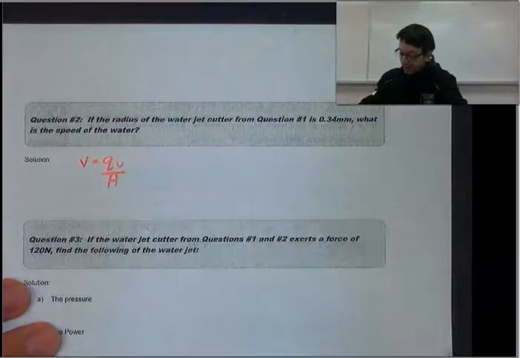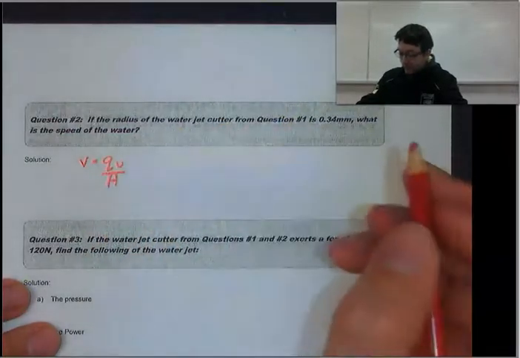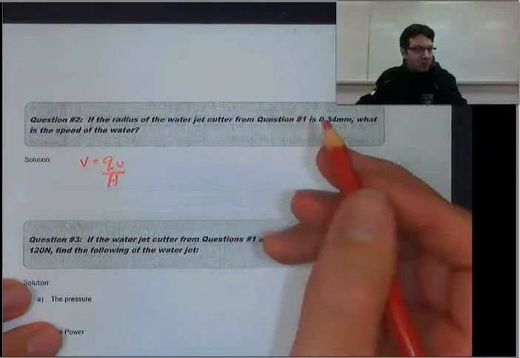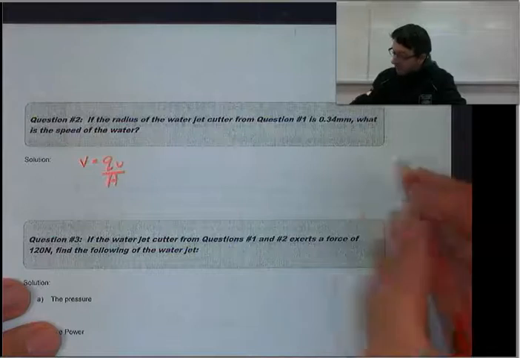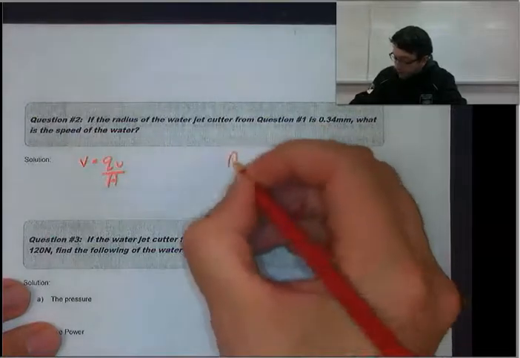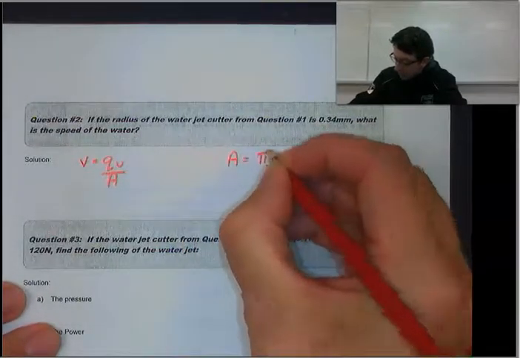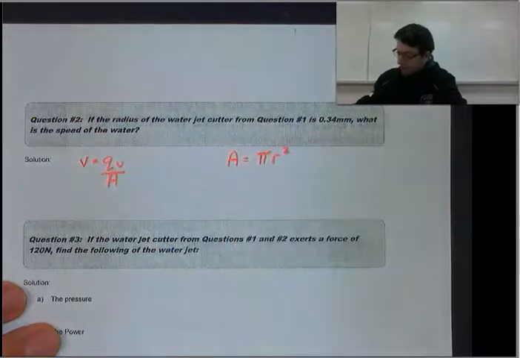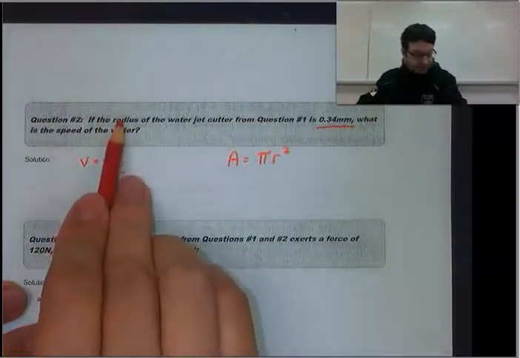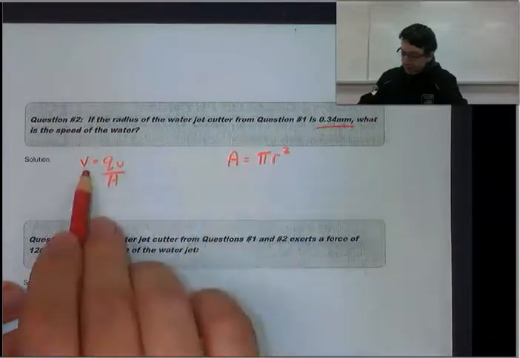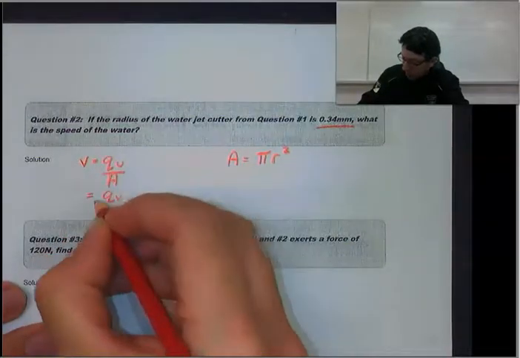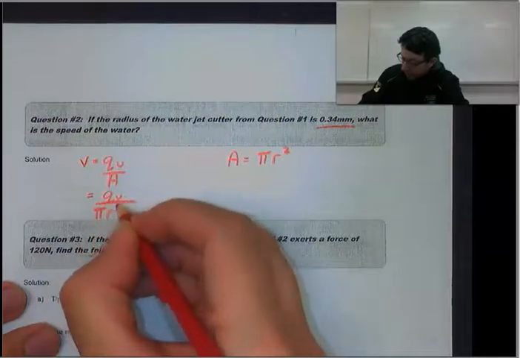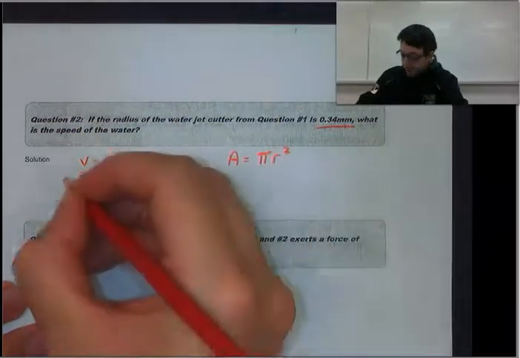The area though, well, if this is just a nozzle, we can probably assume that the cross-sectional area is a circle. So to figure out the area, we need to first do pi r squared, where r is the radius. So our speed then, we can write as Q_V, volume flow rate, over pi r squared. That's our speed.